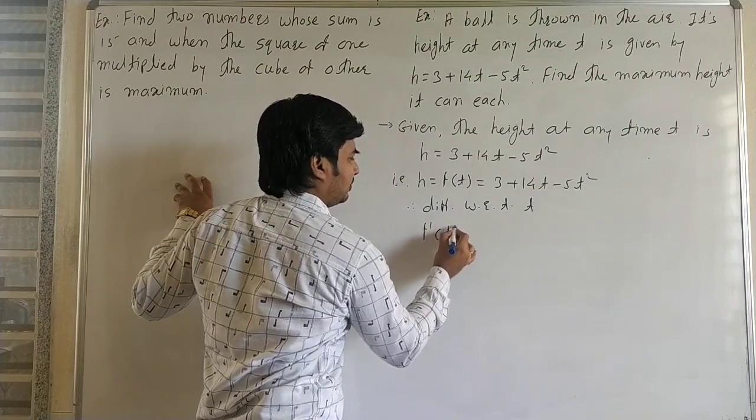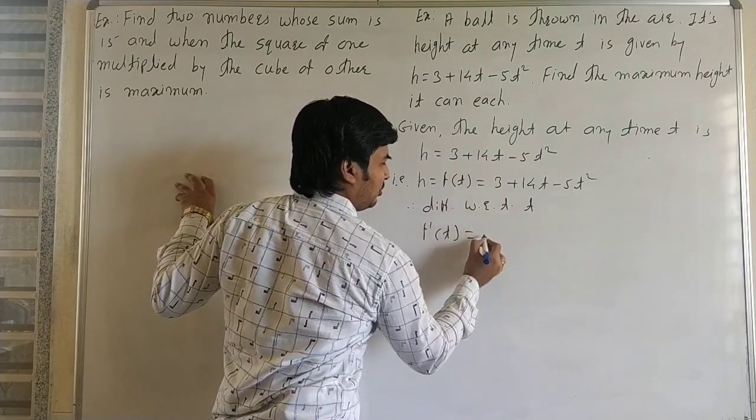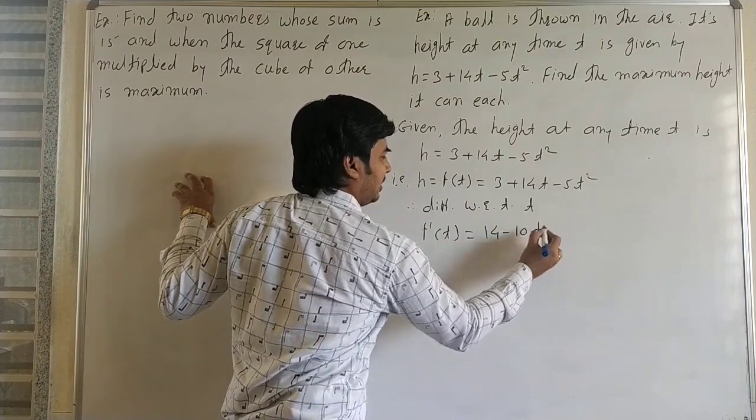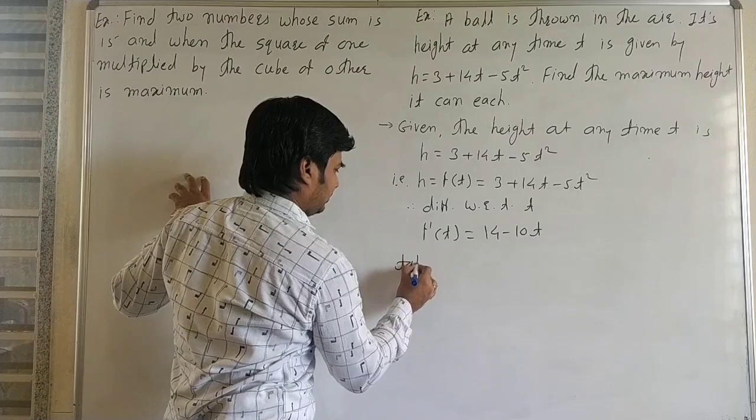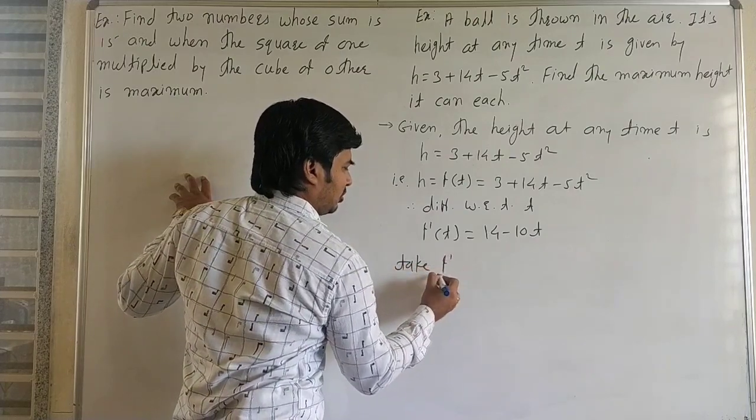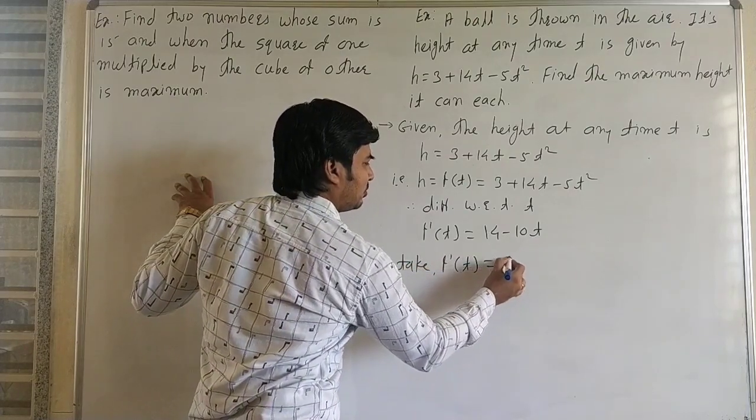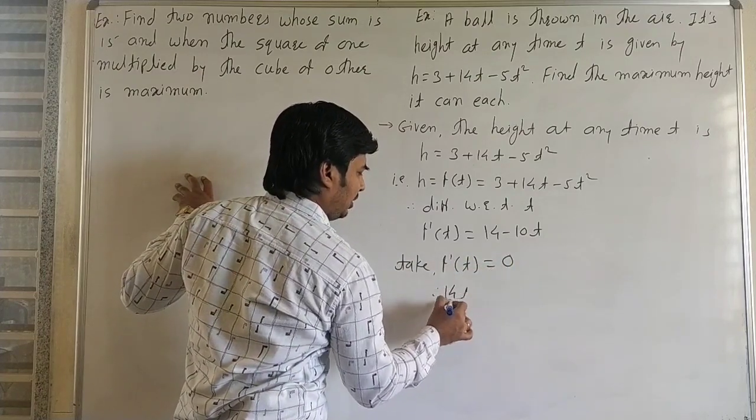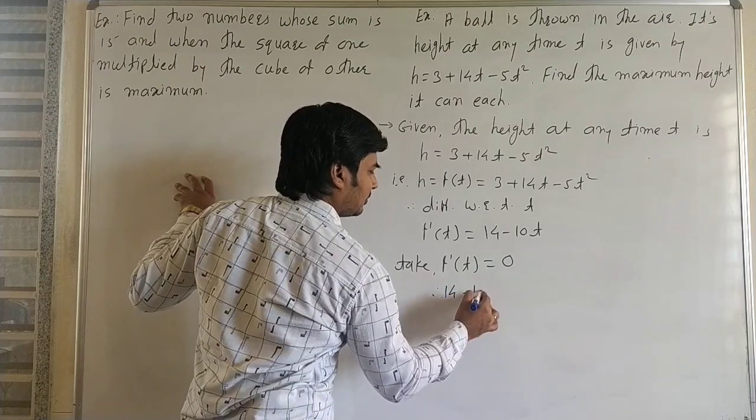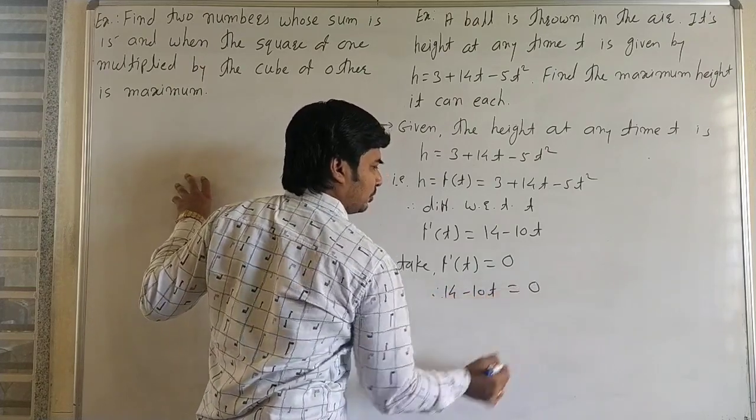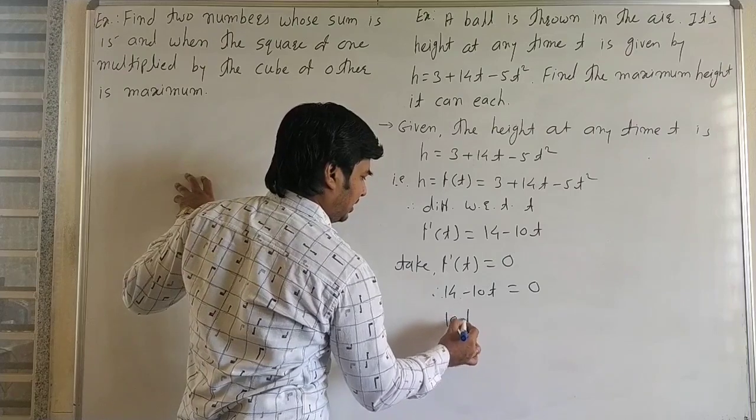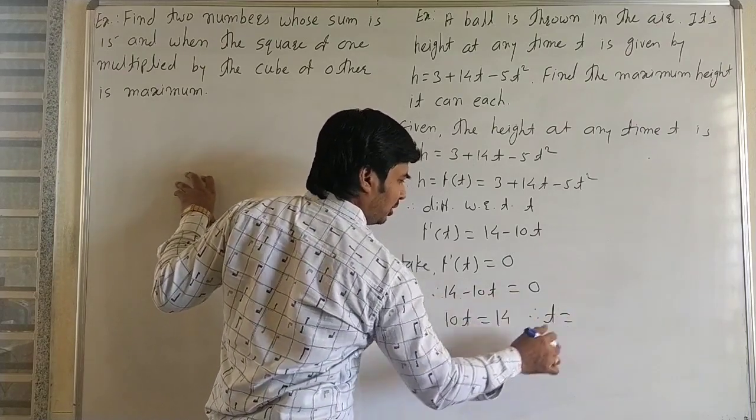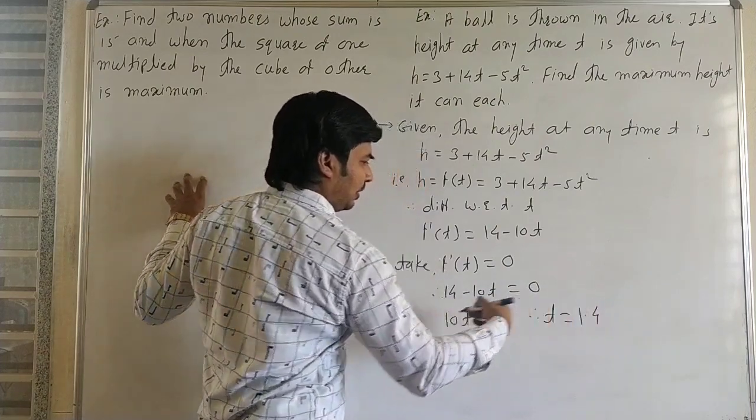That f dash of t is equal to, the derivative of 3 is 0. Okay, therefore 14 minus 10t. Then take f dash of t is equal to 0, and therefore 14 minus 10t is equal to 0. Then 10t is equal to 14 and therefore t is equal to 14 by 10, that means 1.4. It is the value of t.